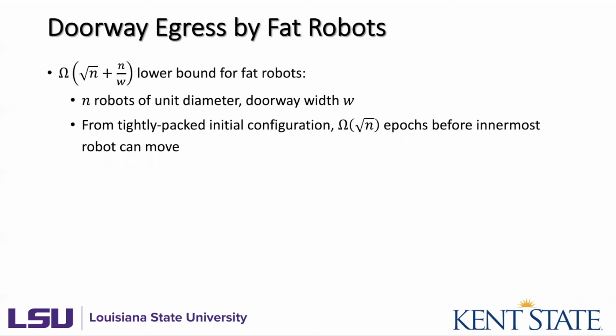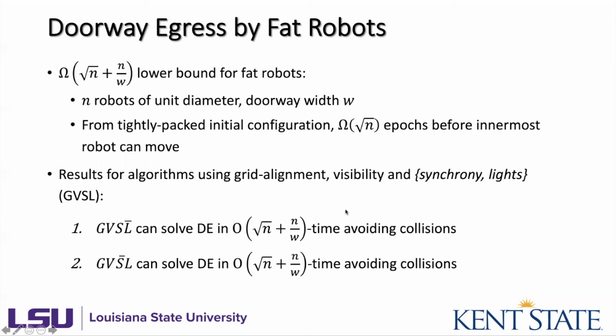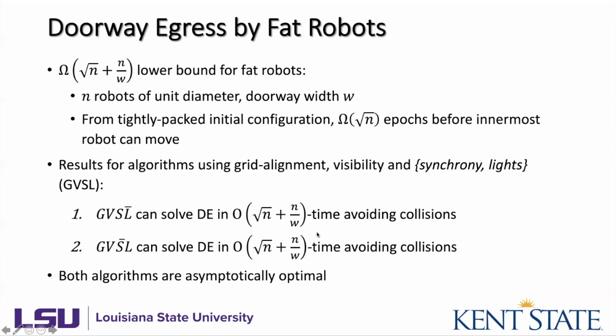Finally, we look at our algorithms for fat robots, where the lower bound is non-constant. So there is this N over W factor, and that is because there are N robots of unit diameter, and the doorway is only of width W. So it takes N over W steps for all to fit through, and then it'll take omega square root n epochs before the innermost robot can move in a tightly packed initial configuration. We've shown that with grid alignment, visibility, and either one of synchrony or lights, we can solve doorway egress in optimal time avoiding collisions.